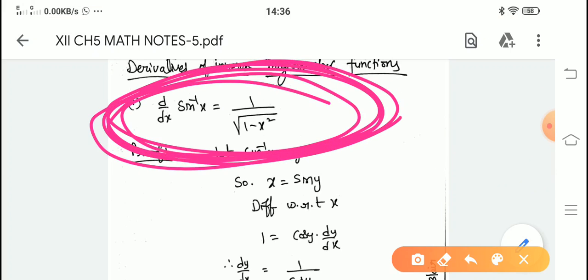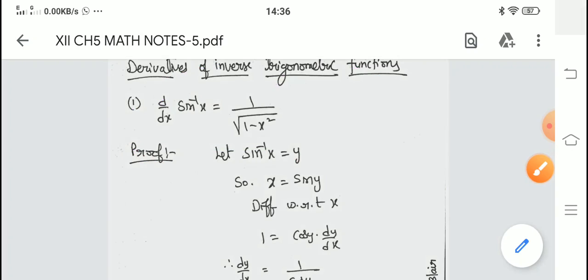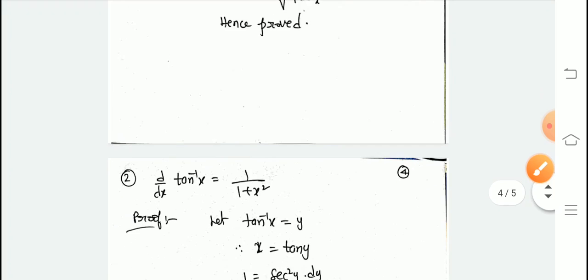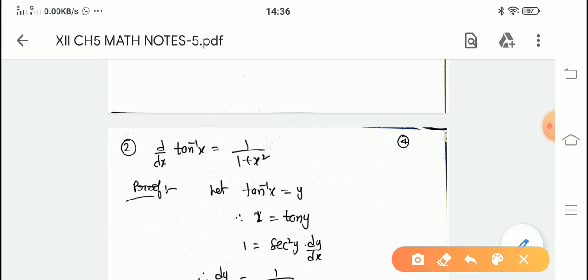Remember, this formula is very important. The formula should be remembered by you, and the derivation is also needed, because you need to understand before you remember. If you understand, you can remember easily. Okay, next differentiation.